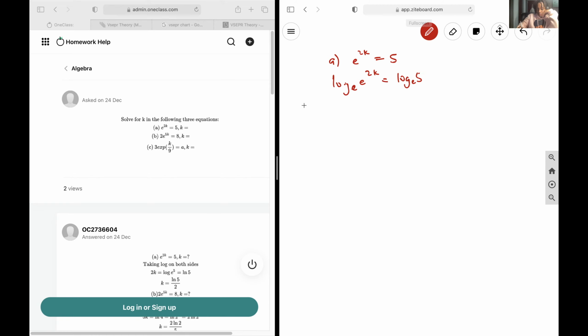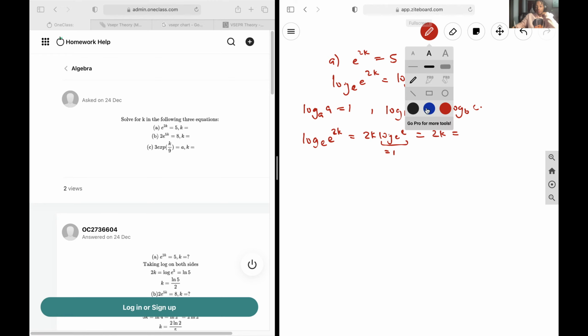We know that because of the property log a is equal to 1, and log of b to the power of d is equal to d log b. We will have log e to the power of 2k is going to give us 2k log e. This is going to become 1. So that's just going to be 2k. And we have said that that is going to be equal to log e 5.